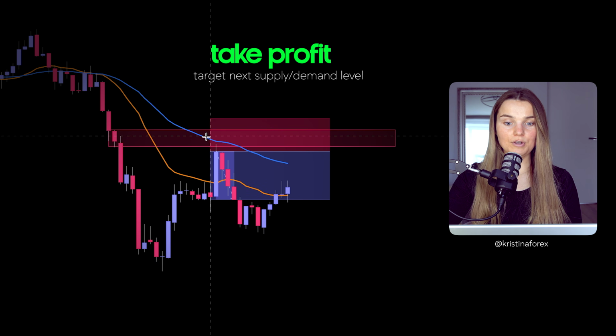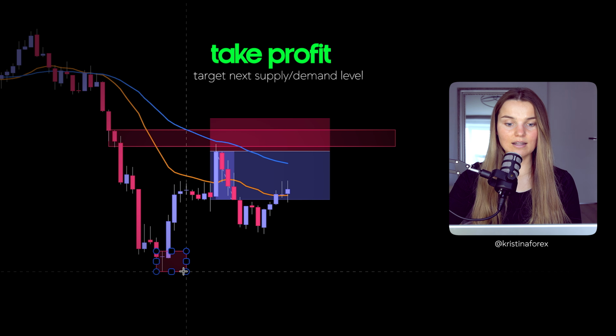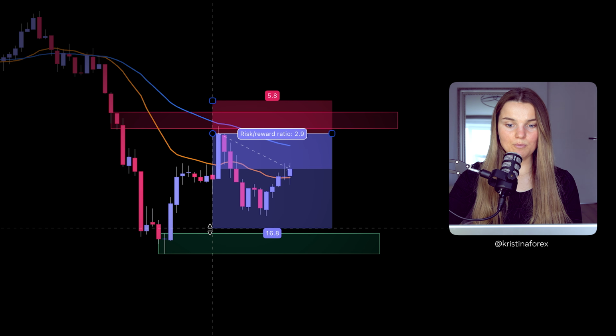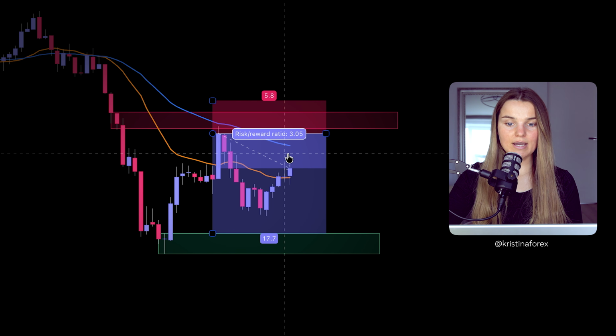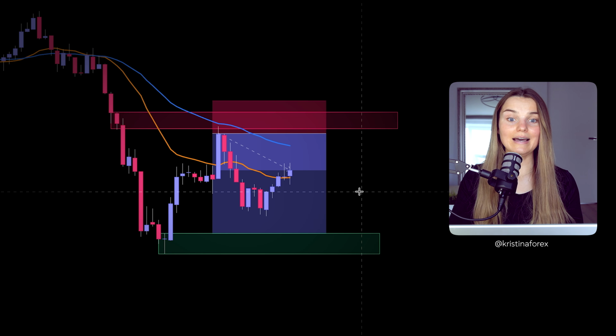So for example, over here, if you took this trade from a supply level, you can easily target this demand level right here at the bottom. So let me quickly mark that down. And this could have been a beautiful trade. As you can see, a beautiful risk to reward ratio, by the way, 1, 2, 3, stop loss just above here, and you can easily target that demand zone at the bottom.